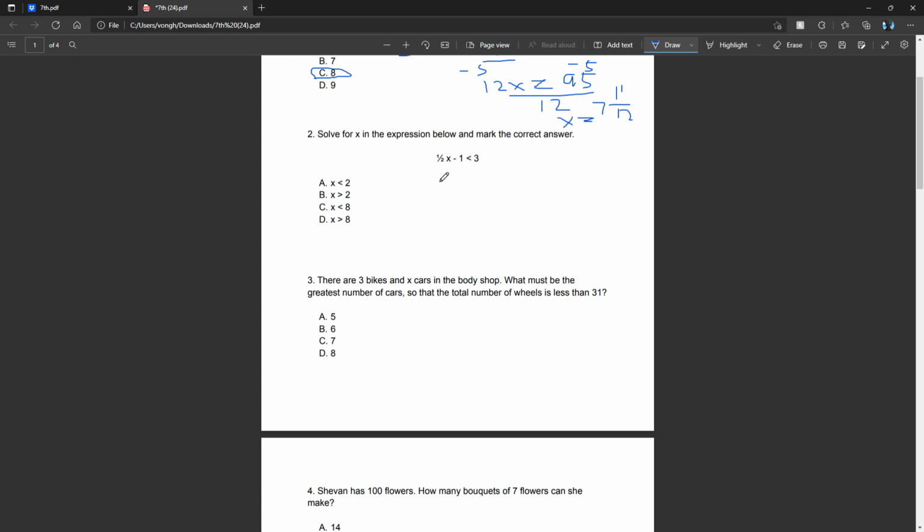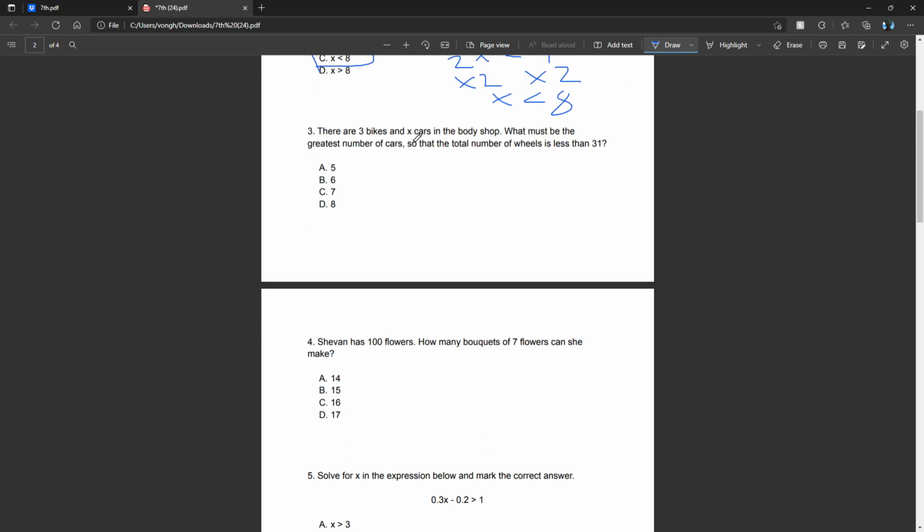Solve for X, so add 1 to isolate X, so you get 1/2 X is less than 4. Then in order to get rid of this 1/2, you would multiply by 2, and X would equal 8. Since this sign stays consistent, it's less than, so we choose C.